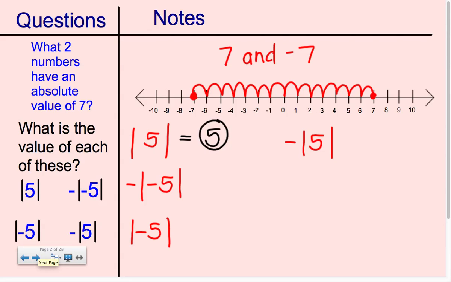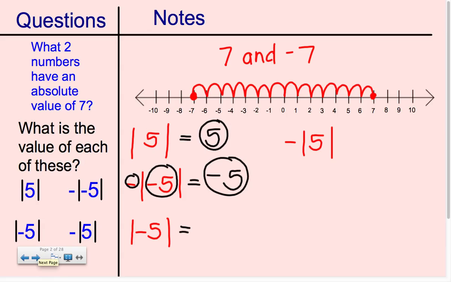The next one gets a little bit trickier. If I look at just this part, the absolute value of negative 5, or the distance from negative 5 to 0 on a number line, would be 5. But then you'll also notice we have this negative out in front here. It's kind of like the negative is outside of our absolute value lines. That means I have to put the negative in front of the 5. So my answer for that one is negative 5.